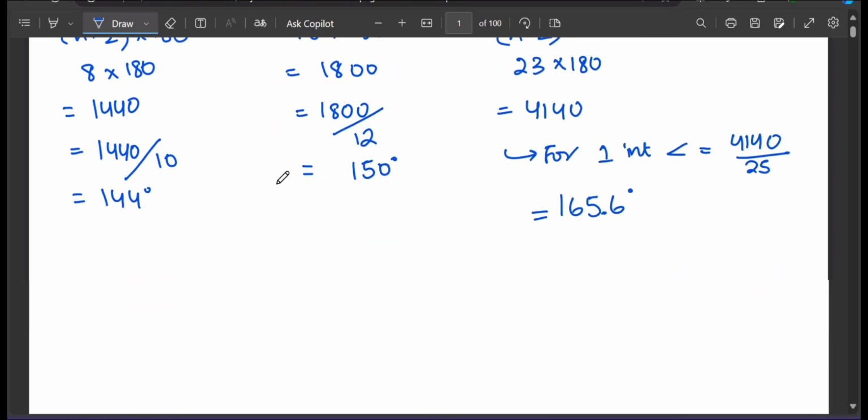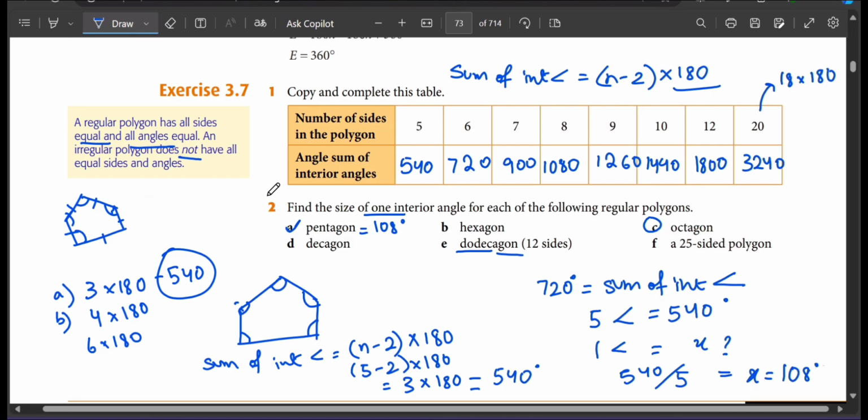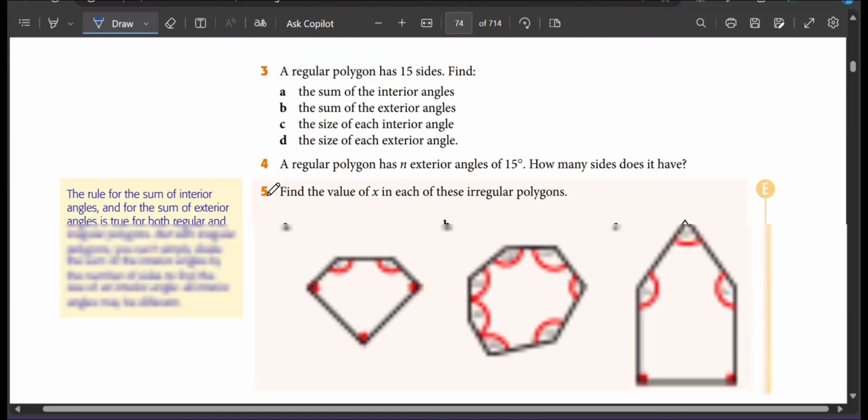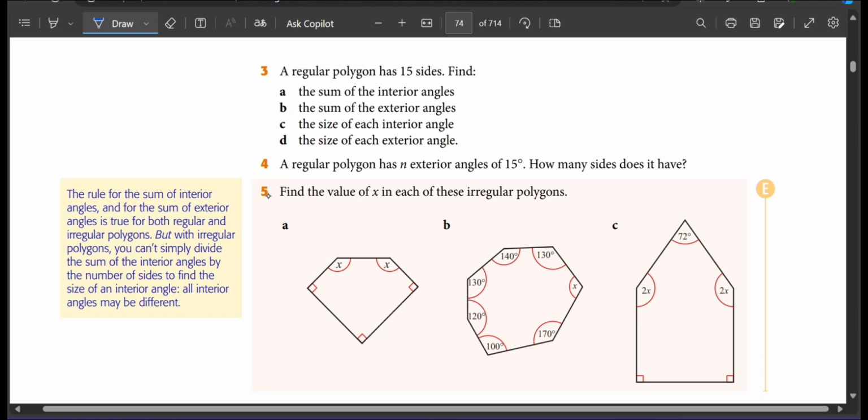Moving on to question number 3. A regular polygon has 15 sides. Find the sum of the interior angles, the sum of the exterior angles, the size of each interior angle, and the size of each exterior angle. Let's find the sum of the interior angles, the A part, first. If it's 15-sided, the sum of interior angles formula is (n minus 2) into 180. So 15 minus 2 is 13, into 180, and 13 into 180 means it's 2340, and that's going to be the answer for this part.